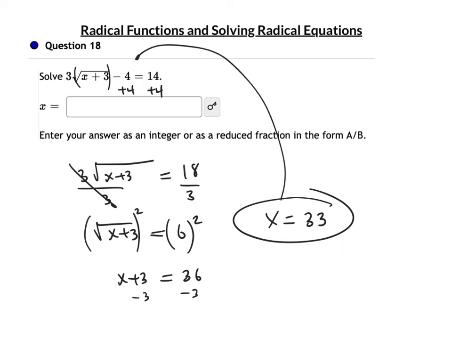Always plug it in and check to make sure that you don't get a negative value. Notice that 33 plus 3 is 36. Square root of 36 is 6. 3 times 6 is 18. 18 minus 4 is 14. Occasionally you get one where the answer will not work in the equation.